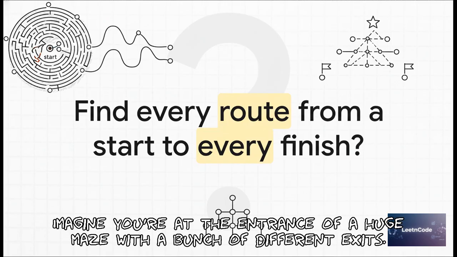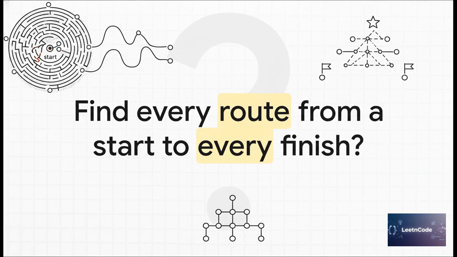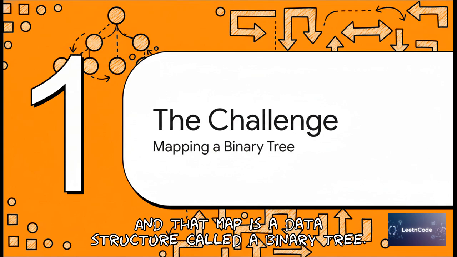Imagine you're at the entrance of a huge maze with a bunch of different exits. How would you systematically find and map out every single route from where you are to every single one of those exits? That's the core question we're tackling. But our map, well, it's going to be a digital one. And that map is a data structure called a binary tree.